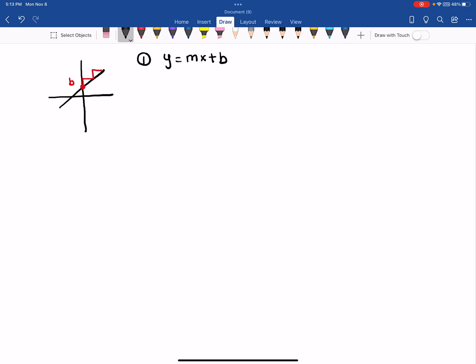The second one we looked at was point slope, and it looked like m in front of the brackets and then a and b. This one is useful because you can use any other point other than the y-intercept, and then rise over run, rise over run. So that's the second form.